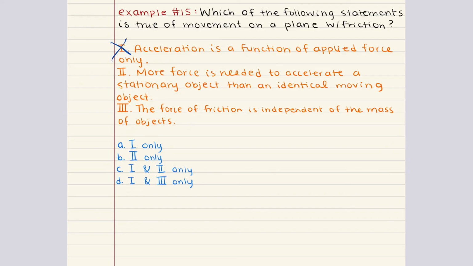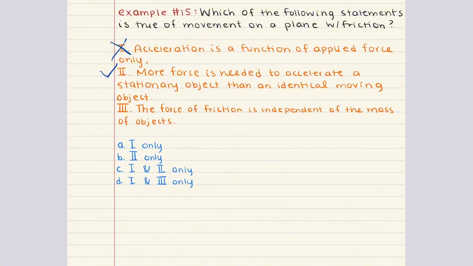Statement 2 says more force is needed to accelerate a stationary object than an identical moving object. This statement is correct when we're considering static friction versus kinetic friction. Static friction resists the initiation of motion, and it's generally greater than kinetic friction, which opposes the motion of an already moving object. Therefore, it typically requires more force to overcome static friction and start moving a stationary object compared to keeping an identical object in motion. So statement 2 is true.